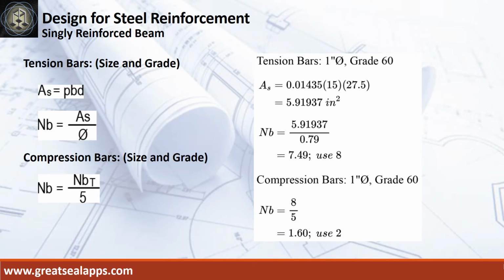Given Rho equals 0.01435, B equals 15 inches, and D equals 27.5 inches, the area of steel for tension bars is 5.91937 square inches, and the number of bars for 1 inch diameter is 8. The number of compression bars is 2.